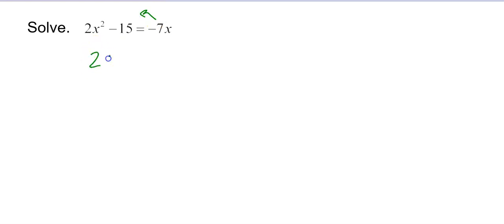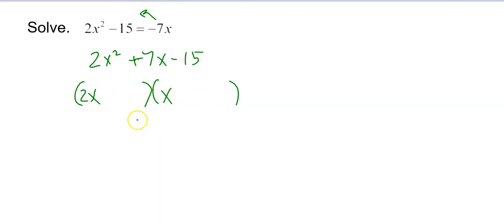Set it equal to 0 first before we start factoring. Plus 7x minus 15. Again, this is a little tougher. You could do AC. Let's just guess and check this one. Let's try good old-fashioned guess and check. So I'm going to do 2x and x. One of those plus, one of those minus. I don't know which one.